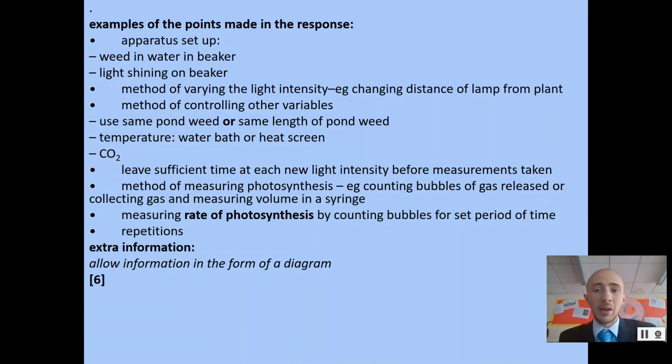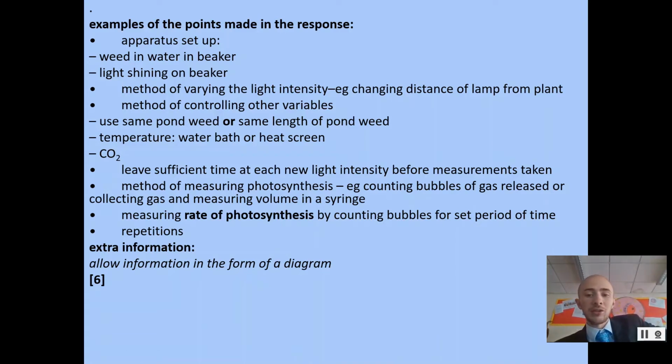Now, you also need to talk about how you control other variables. So things like, I'm going to put it in water in order to control the temperature so that it doesn't overheat. I'm going to keep the same piece of pondweed each time, the same length of pondweed, the same type of pondweed, the same temperature of room, even that kind of thing. So you need to be writing down how you would control those variables.